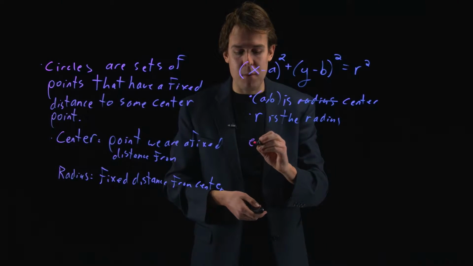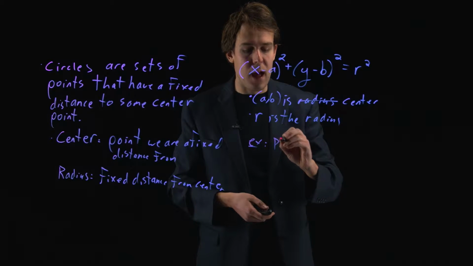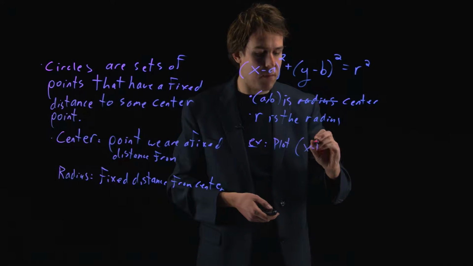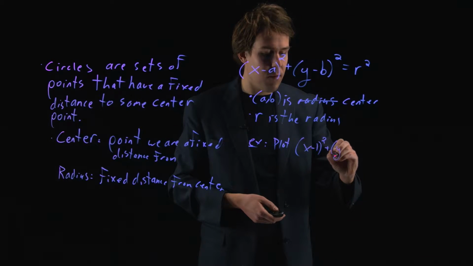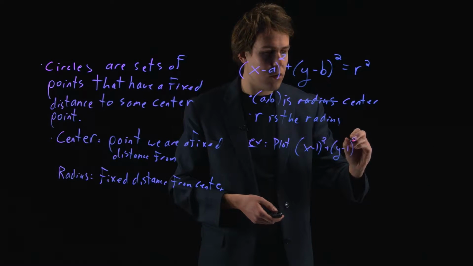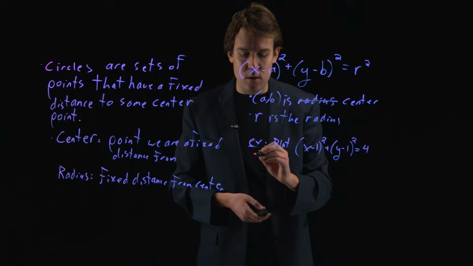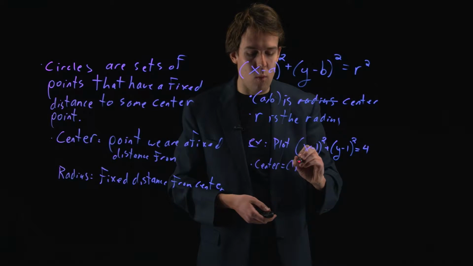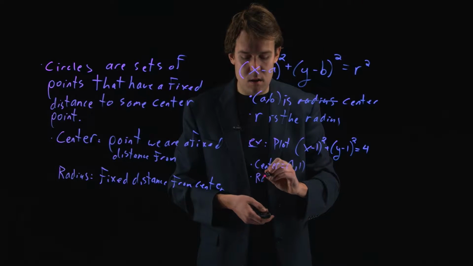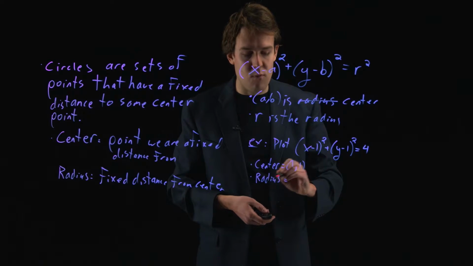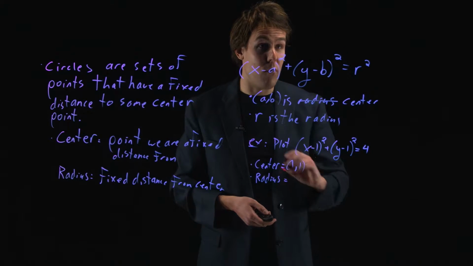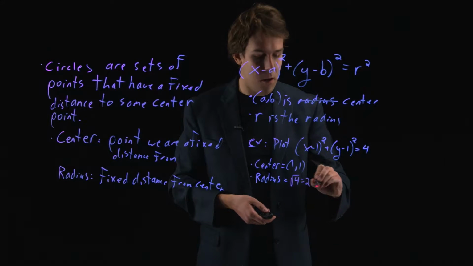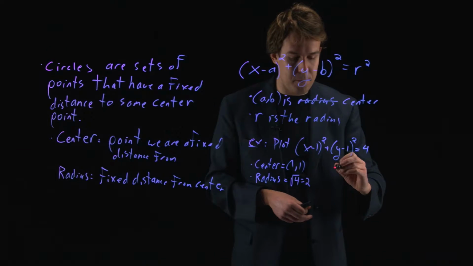So just to get an example, let's plot (x - 1)^2 + (y - 1)^2 = 4. So in this case, the center is (1, 1), and the radius is the square root of 4, so 2. So our picture is something like the following.